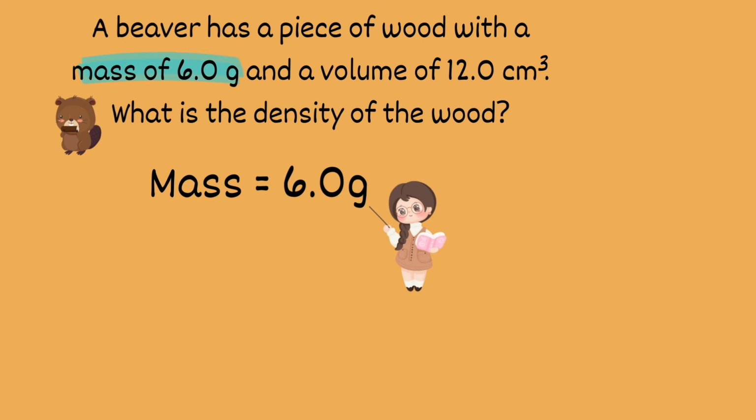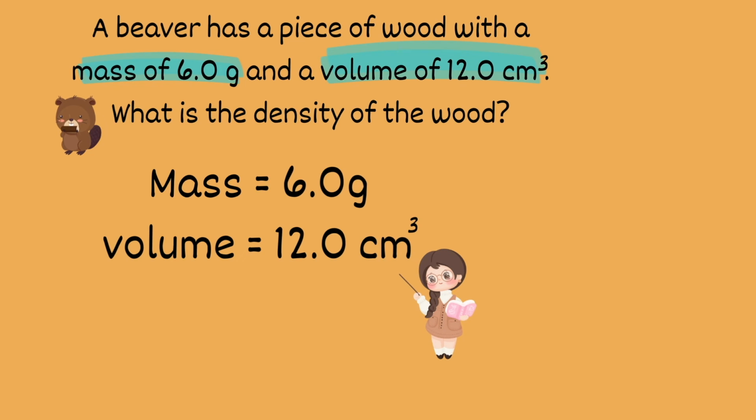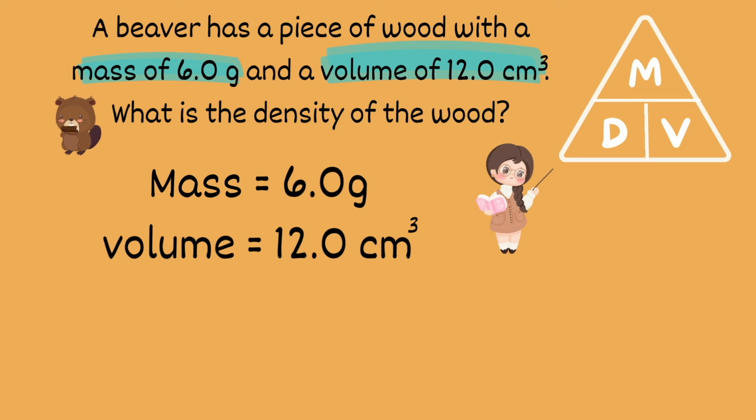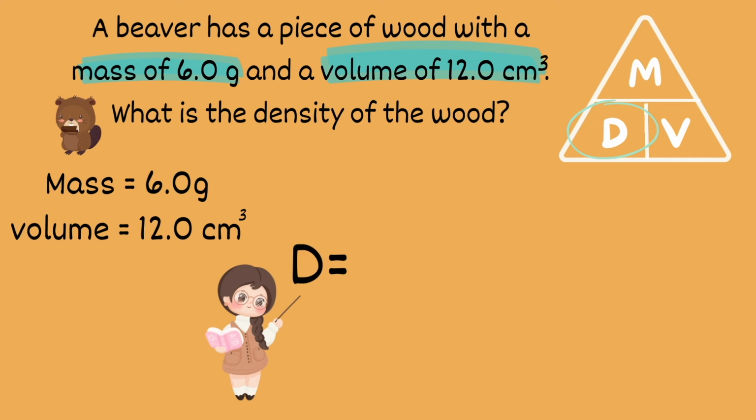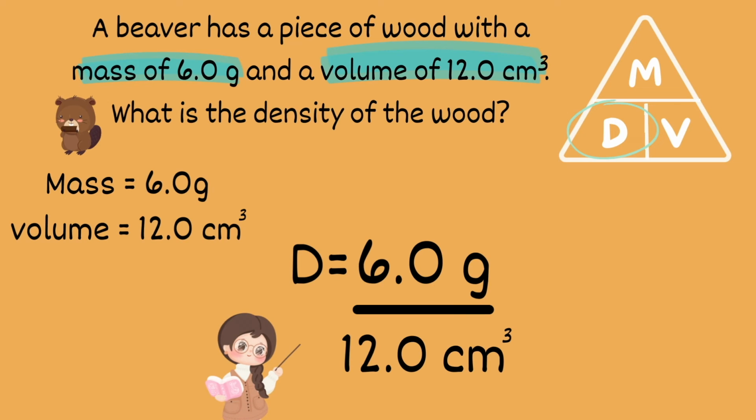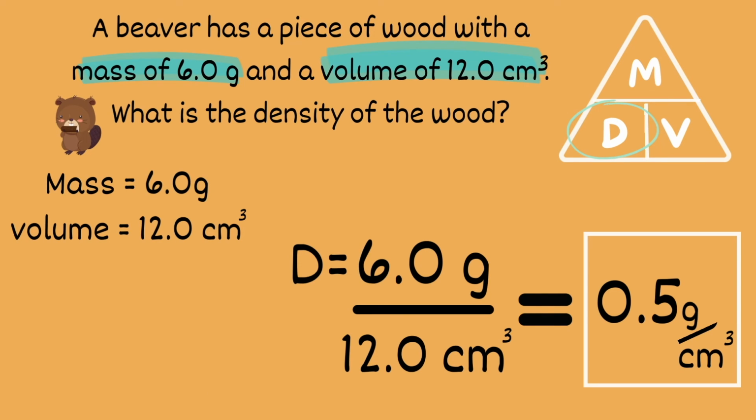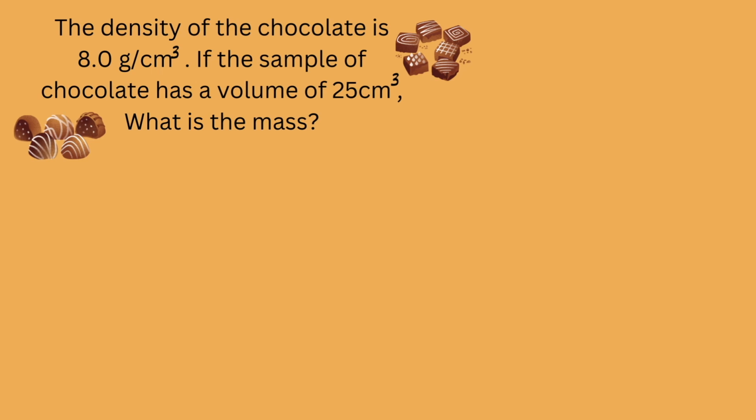Well, we're given the mass of 6 grams and the volume of 12 centimeters cubed. If we look at our pyramid again, it tells us that density equals mass over volume. So we're going to do 6 grams over 12 centimeters cubed as our volume. If we punch this into our calculator, we get 0.5 grams over centimeters cubed.